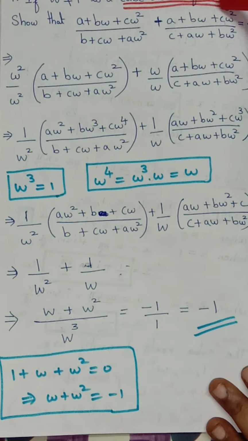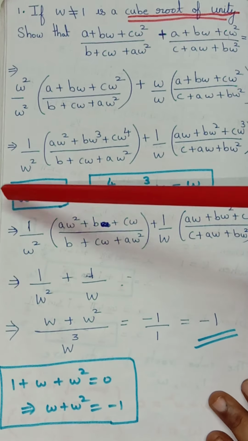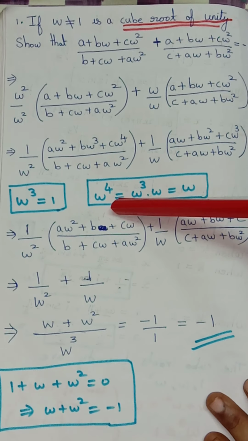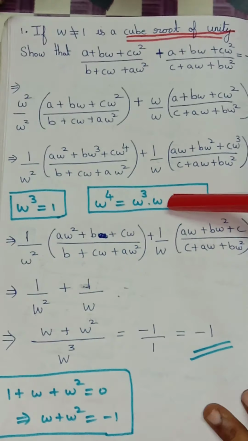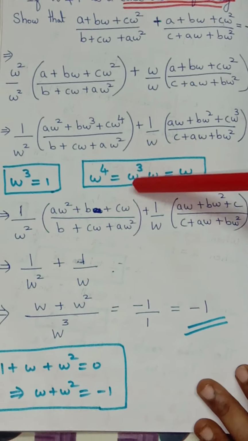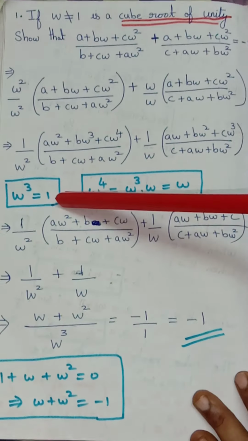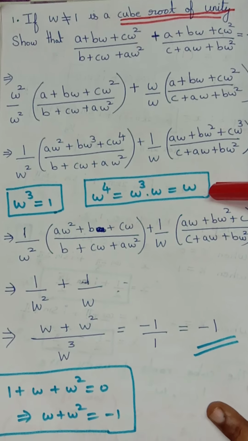Now this word tells you the remaining. Cube root of unity means omega cube is equal to 1. And where we have omega to the power 4, I can write it as omega cube into omega. Omega cube is 1, so 1 into omega, what will I have? Omega. So what is understood? Wherever omega cube is there, I should write 1. Wherever omega power 4 is there, I should write omega.